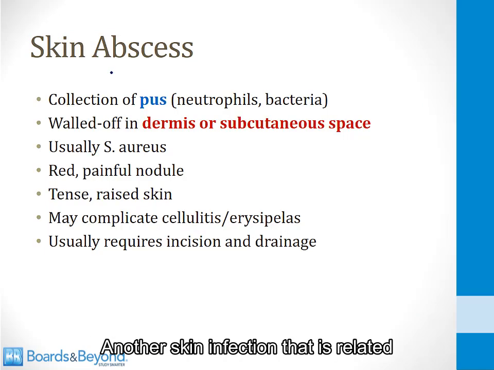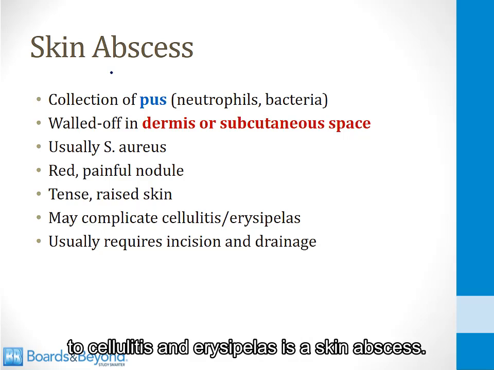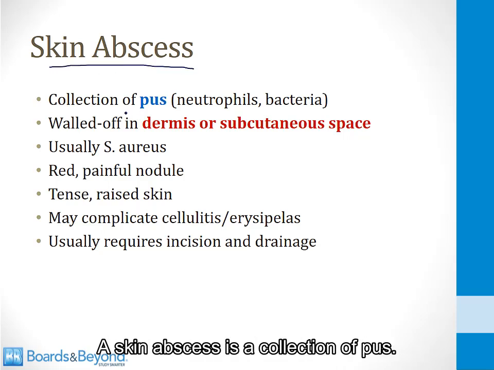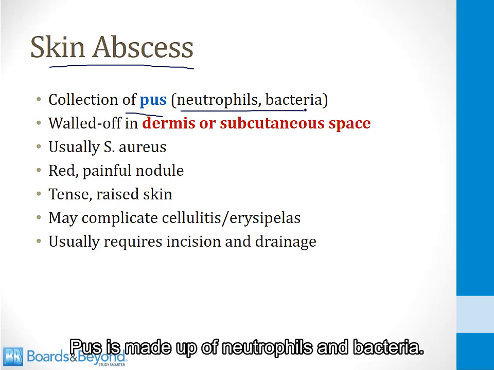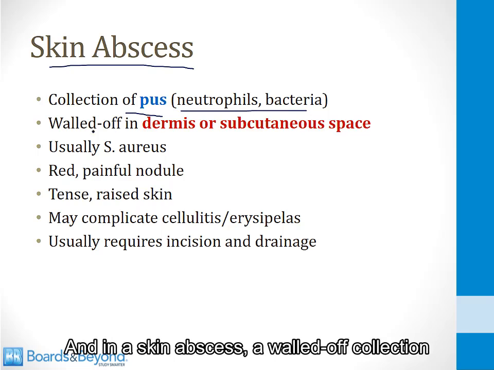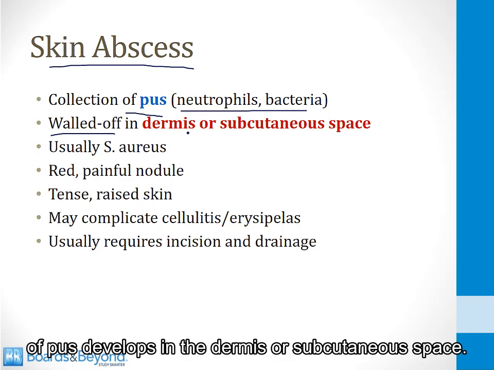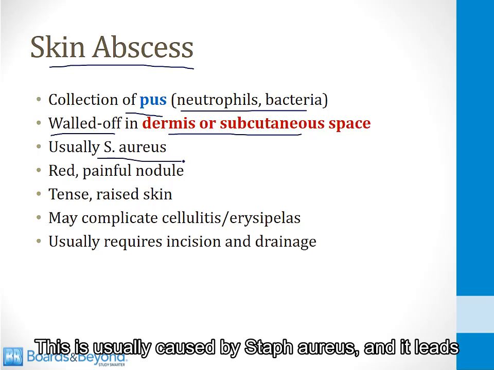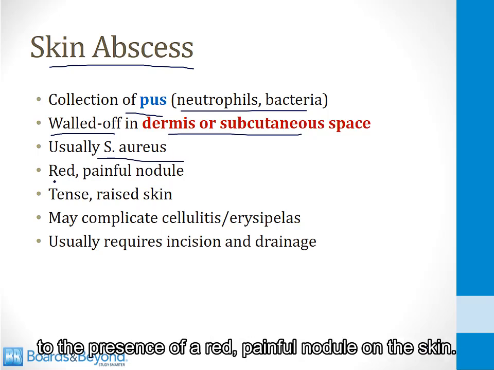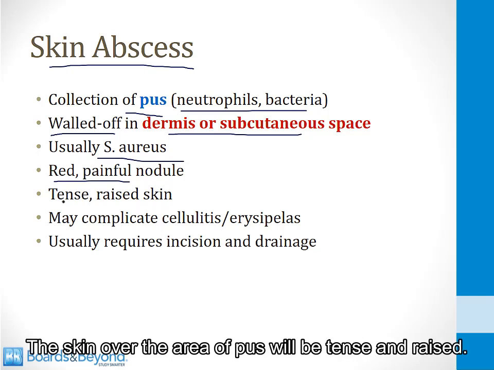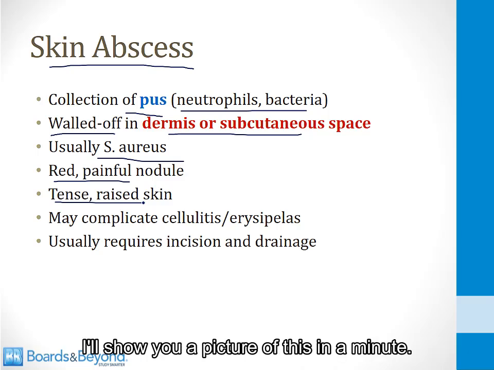Another skin infection that is related to cellulitis and erysipelas is a skin abscess. A skin abscess is a collection of pus. Pus is made up of neutrophils and bacteria, and in a skin abscess, a walled-off collection of pus develops in the dermis or subcutaneous space. This is usually caused by Staph aureus, and it leads to the presence of a red, painful nodule on the skin. The skin over the area of pus will be tense and raised. I'll show you a picture of this in a minute.